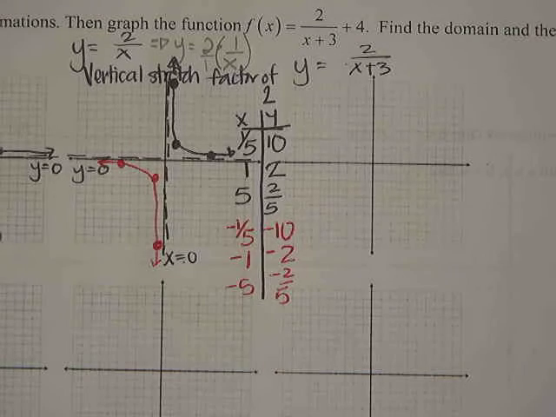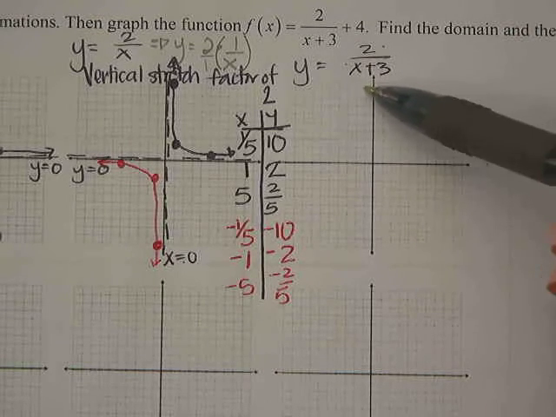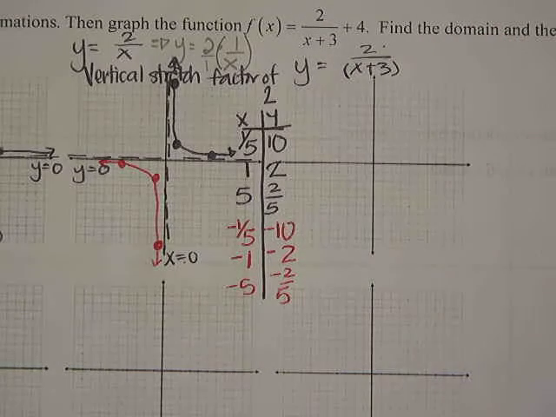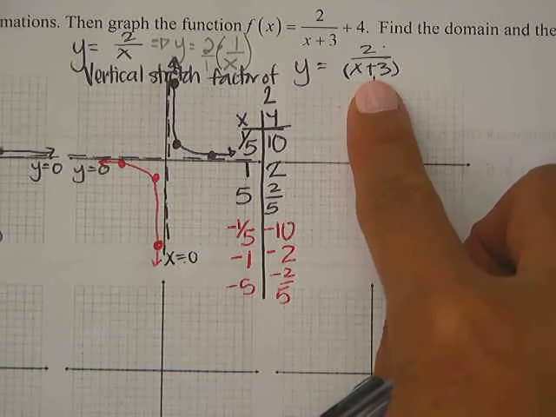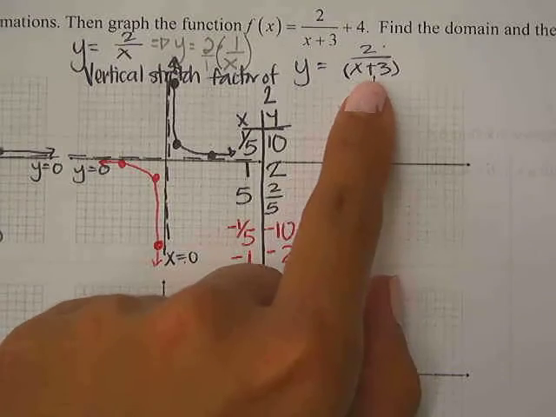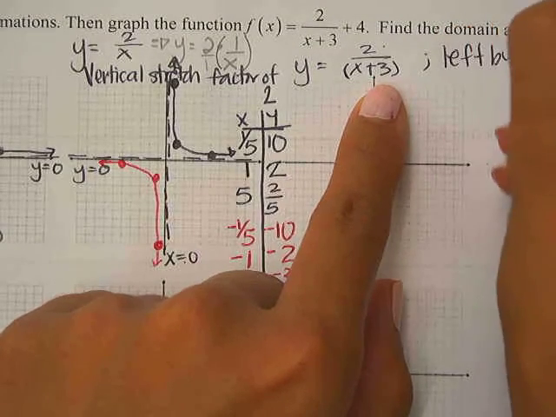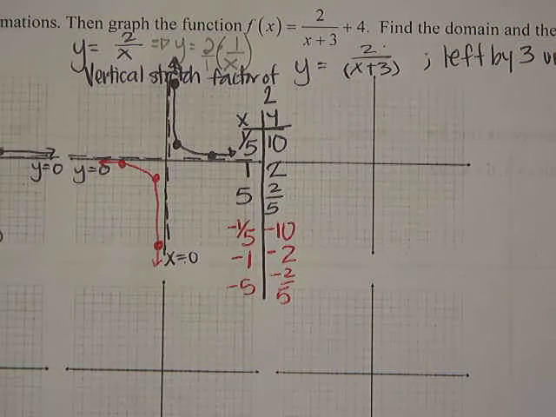So the next one, we have already done 2 over x. The only piece now is the x plus 3. So if you really wanted to, you can go and add parentheses there. It doesn't really matter. It's just meaning that I'm going to do my denominator first, which you would have to. So because I have an x plus 3 on the inside, this is going to be a translation left by 3 units. Okay, I'm going to go left by 3 units.